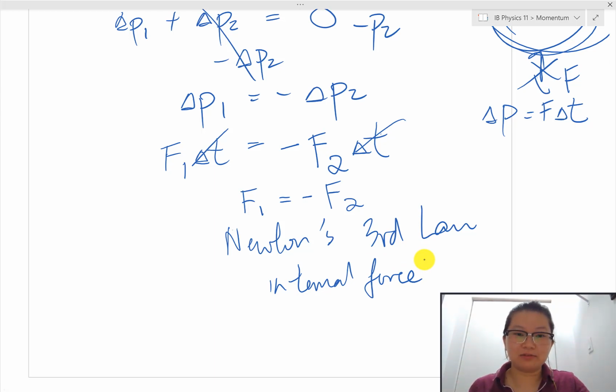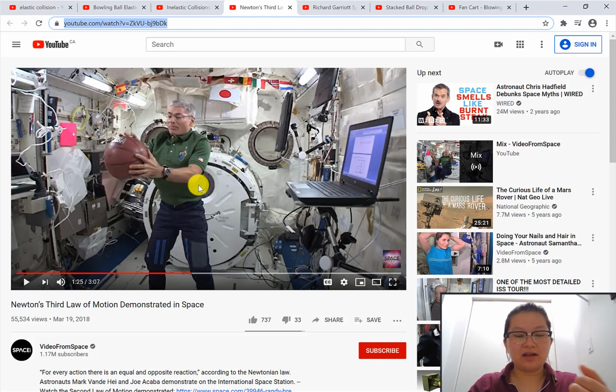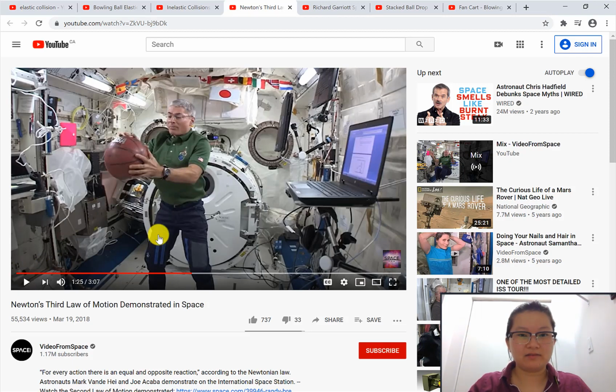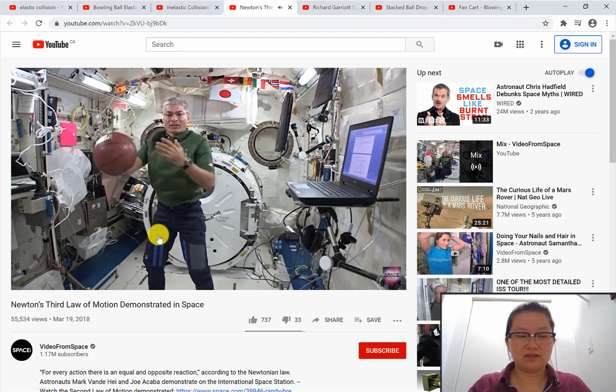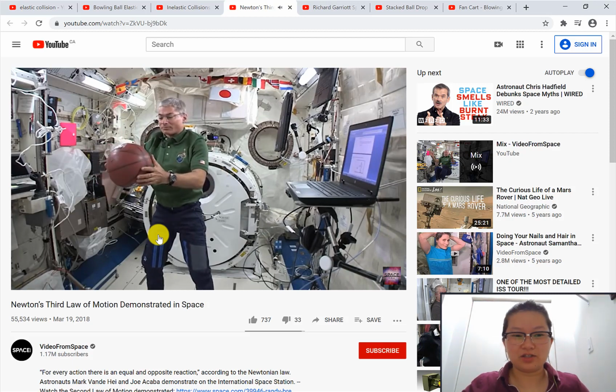Let's take a look at an example. So here I have an astronaut, his name is Mark, and let's see what he's going to show us in space. By object 1 onto object 2. However, there's a big disparity in the mass. Object 1 is a very light mass object. Object 2, myself, is a larger mass object. He's gonna throw the ball, watch.